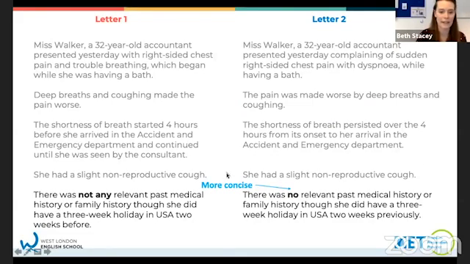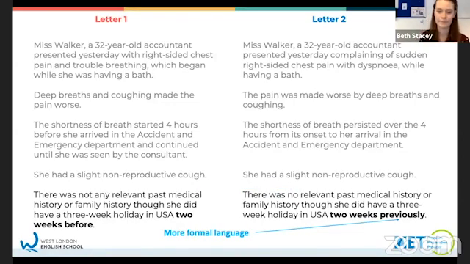And then looking at our final paragraph, instead of "not any," we've got "no," which is more concise. "There was no relevant past medical history." And instead of "2 weeks before," we've got "2 weeks previously." Again, this is why I'm saying synonyms are your friend. Synonyms are important. If you know that before and previously can both be used, go for previously because it's more formal.